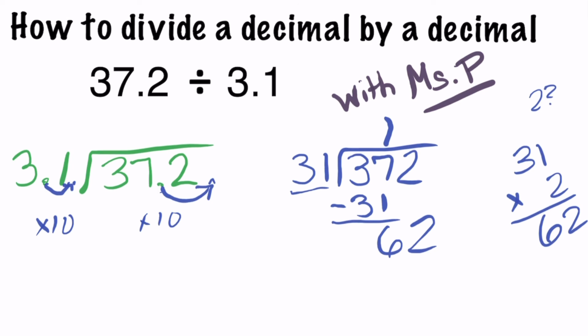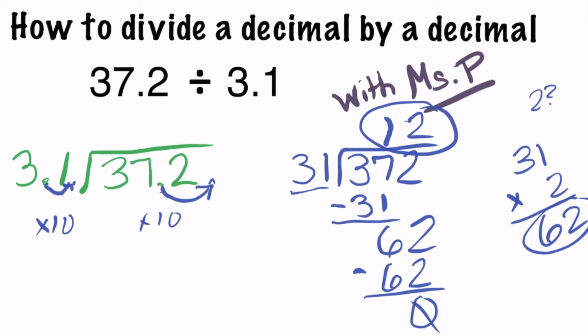So we're lucky because we divided to get 2 groups of 31, and now we can multiply 2 times 31. We already got our answer over here, so we can put that here. Next, we can subtract, and that leaves 0 left over, nothing to worry about. Our answer is exactly 12. And remember, 372 divided by 31 equals 12. But that's also the correct number for 37 and 2/10 divided by 3 and 1/10. We know that our answer here is exactly 12.